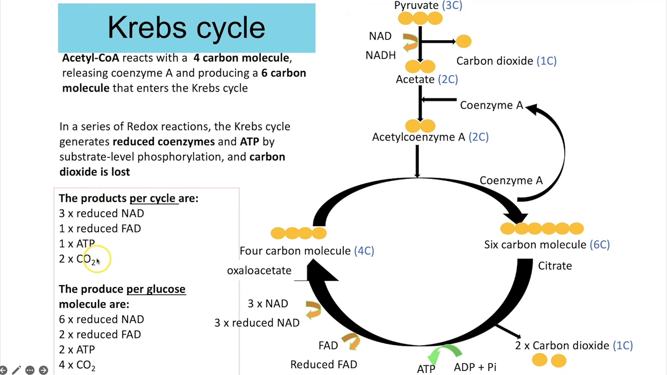So from one round of the Krebs cycle, we get 3 reduced NAD, 1 reduced FAD, which is another coenzyme that picks up hydrogens, 1 ATP and 2 carbon dioxides.